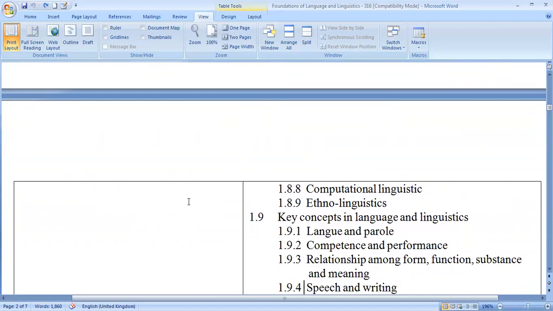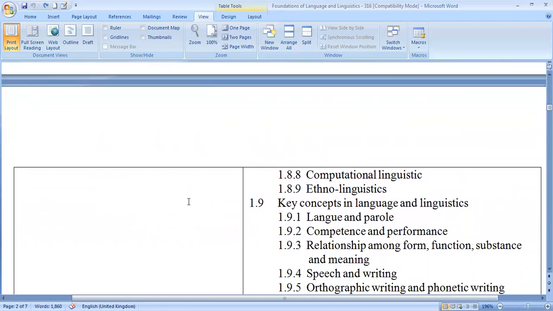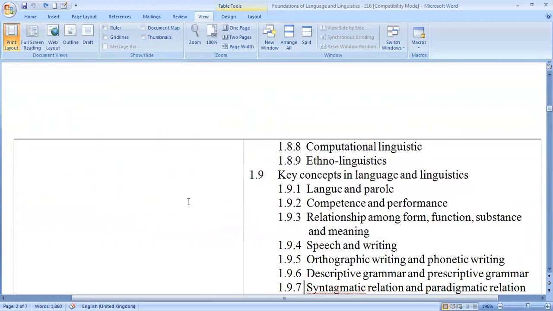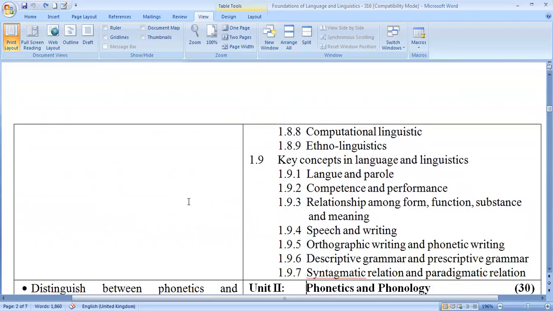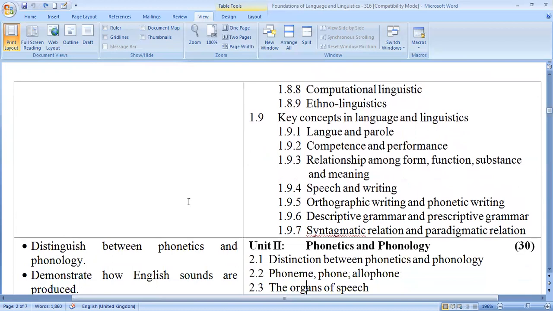Next, competence and performance, relationship among form, function, substance and meaning, speech and writing, orthographic writing and phonetic writing, descriptive grammar and prescriptive grammar, syntagmatic relation and paradigmatic relation. Then under the unit second, phonetics and phonology.